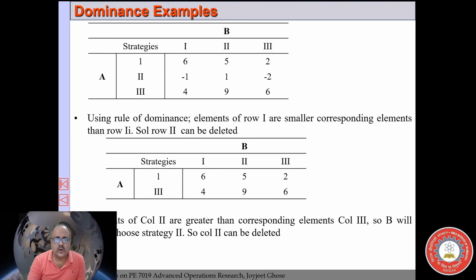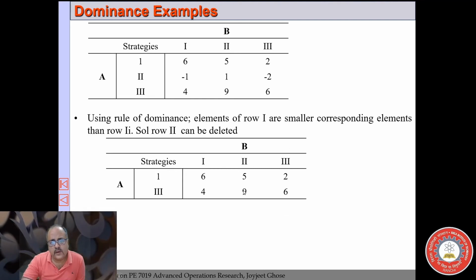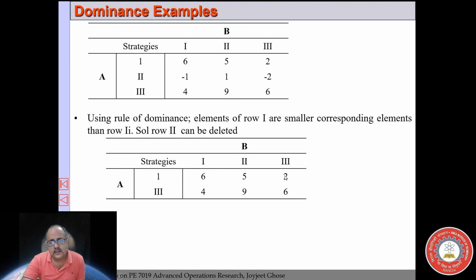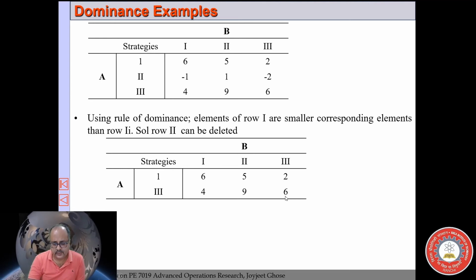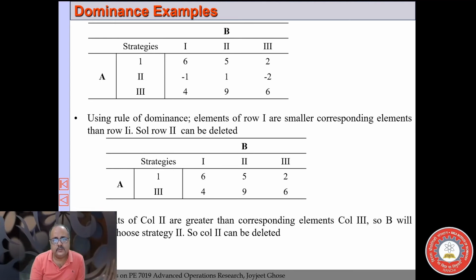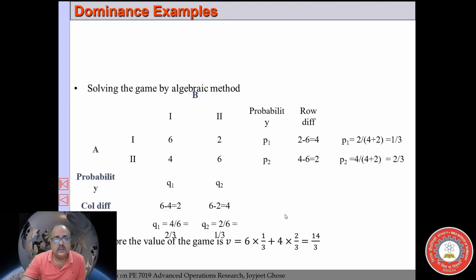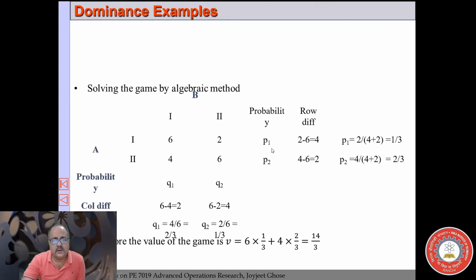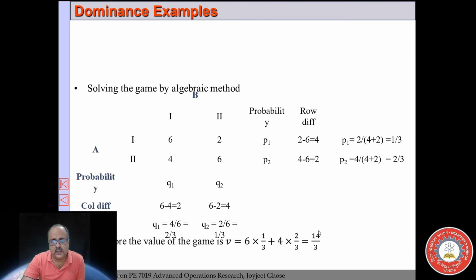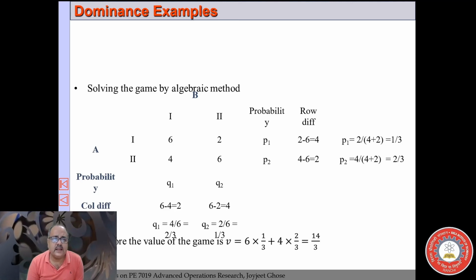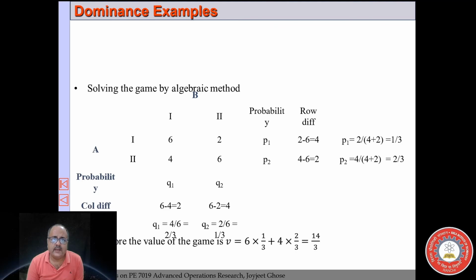So now the elements of column 2, that is 2, 5, 9, are greater than this 2. Okay, so column 2 is dominated by column 3. So column 2 will be omitted, and we get this payoff matrix 6, 4, 2, 6, and we solve it by the algebraic method, and the value of the game comes out to be 14 by 3. So in this manner, you can solve certain games which are larger than 2 by 2 size by using the rule of dominance.